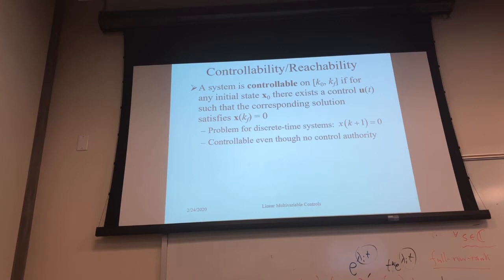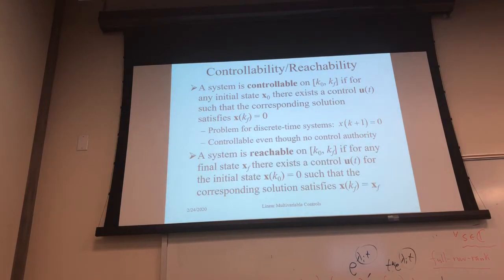Controllability, so controllable even though no control authority. What does that mean? If you start with 0, you end up also 0. You didn't do anything. For any final state, this is called reachable. So this is called controllable.